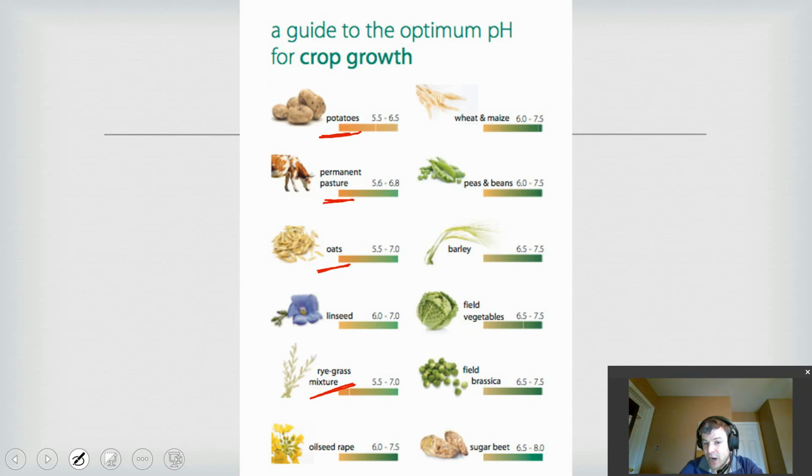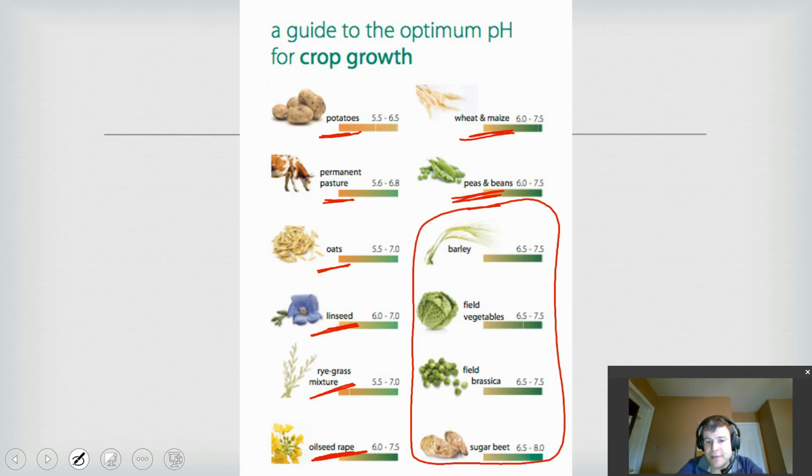But other crops are less hardy. So oil from seeds, linseed oil, wheat, corn, peas, and beans can only optimally grow at a pH of 6 or higher. And some crops are very sensitive, like these four down here: barley, field vegetables, field brassica. Brassica would be like canola crops. It's escaping me now what the various types of crops that you get. But brassica basically are seed plants that you get oils from for canola oil. Also related crops would be like mustard, broccoli, cauliflower. Those would be the types of things.